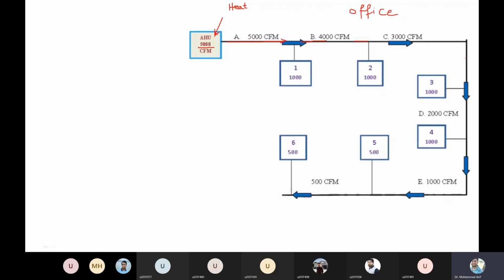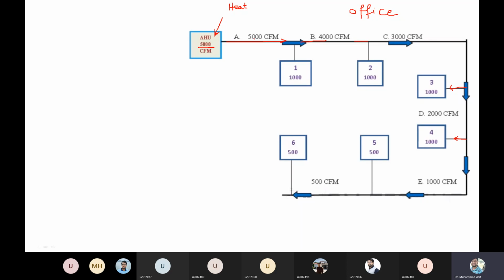Then it goes to the next building. 1000 is the demand of the third building. Then the remaining 2000 goes on. Then building 4 has a demand of 1000. So 1000 goes there, and the remaining is 1000. The fifth building has a demand of 500, and similarly the last building has a demand of 500. So the total 5000 is divided among various buildings.